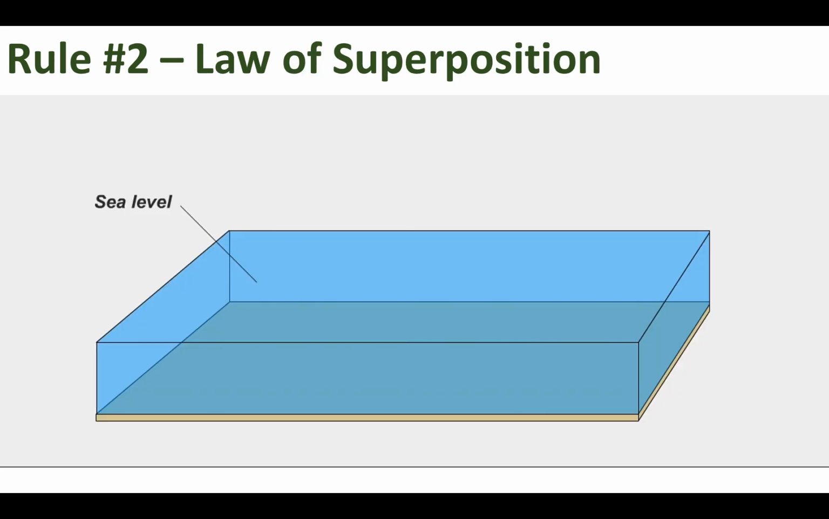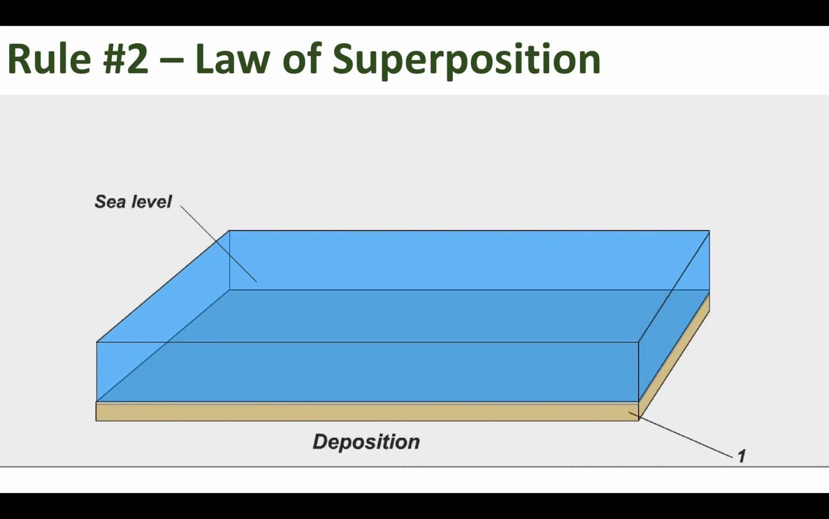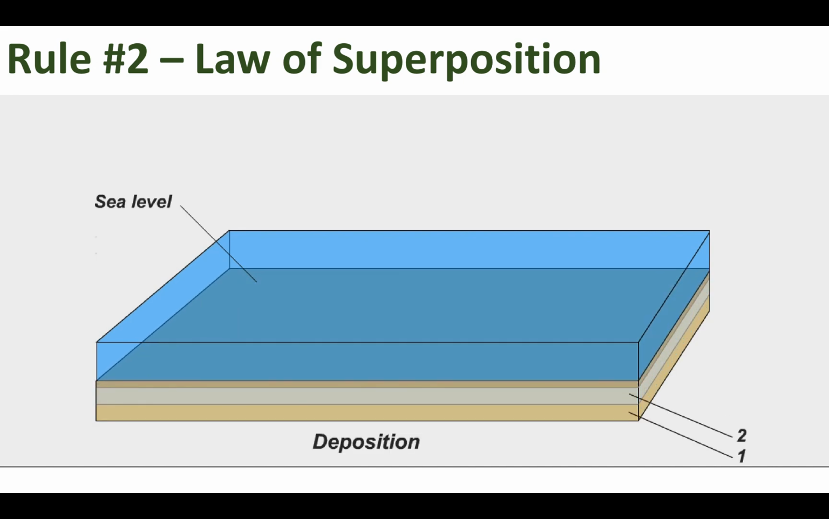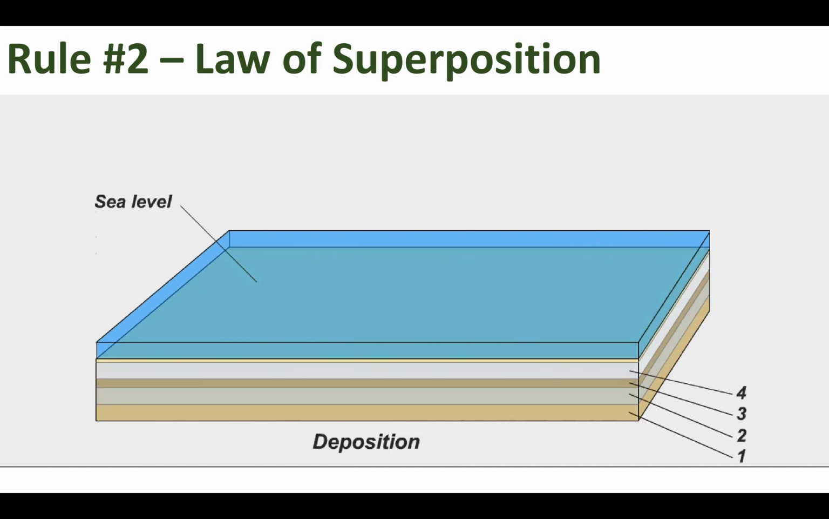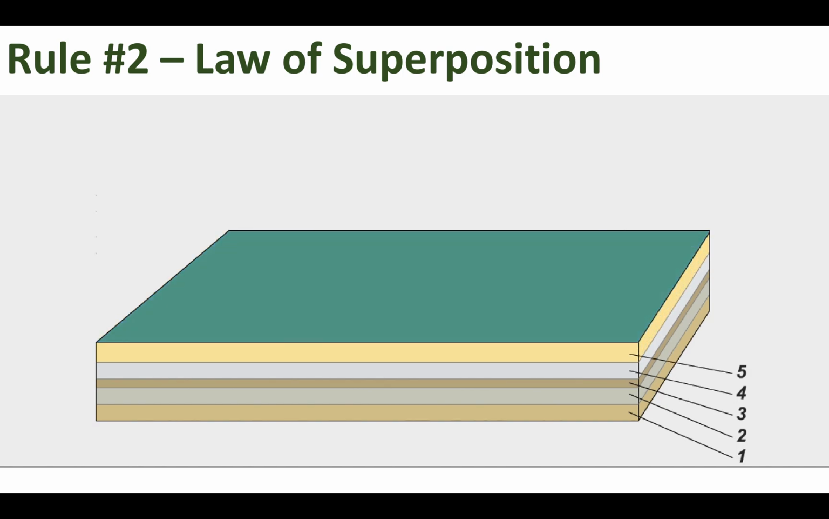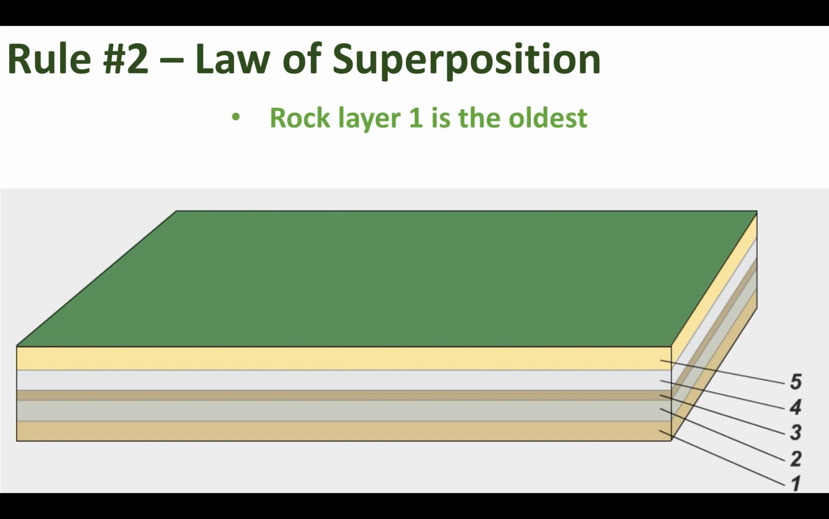So back at this animation again, over time, rock layer 1 was deposited first, then 2, then 3, then 4, and then finally rock layer 5. So we can conclude from this information that rock layer 1 is the oldest rock layer because it's on the bottom. Rock layer 5 is the youngest. It formed more recently because it's on the top.